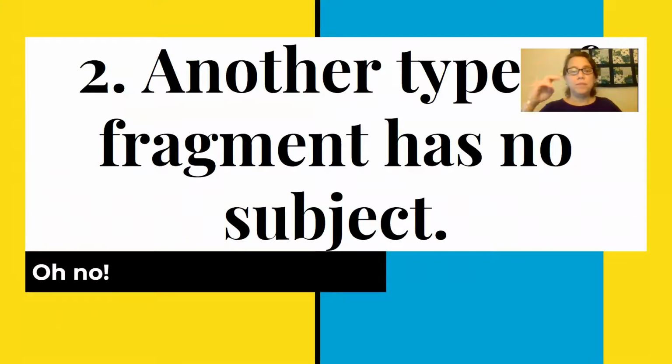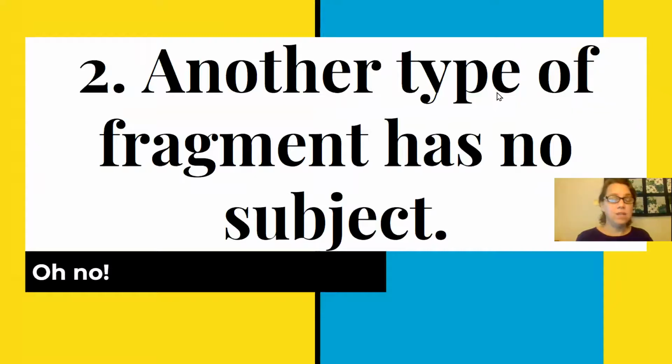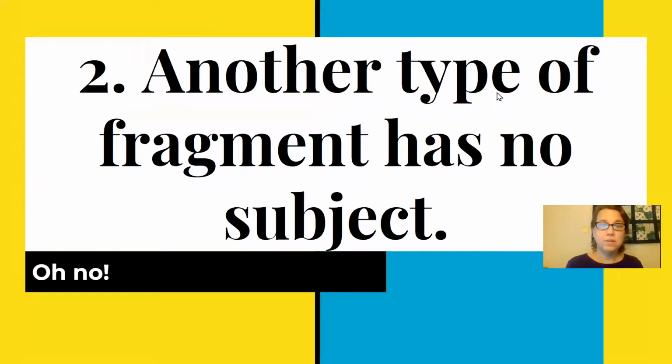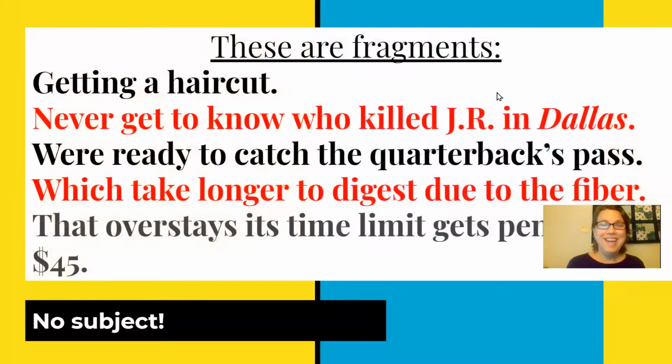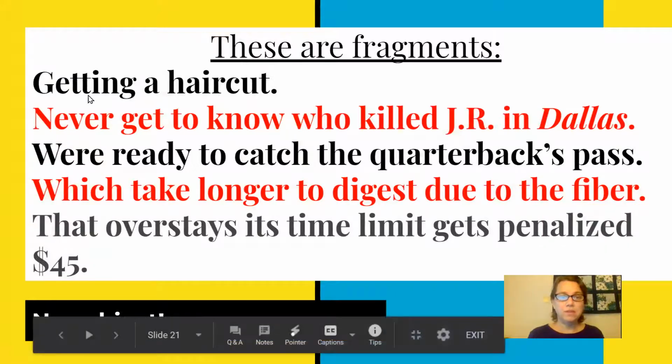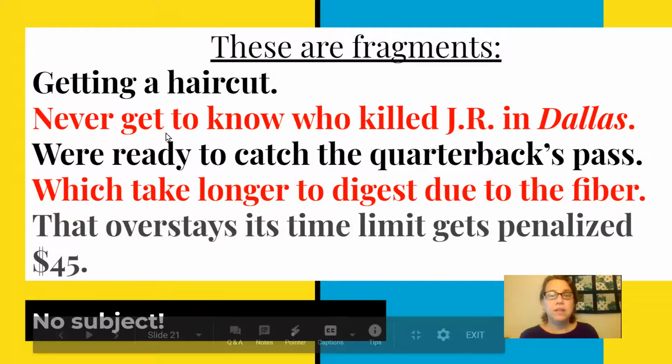Number 2, another type of fragment has no subject. Oh no, no subject. Need to fix this. Okay, these are fragments. Getting a haircut, right? Again, there's no subject, no verb, right? Getting, ing is not a verb, right?